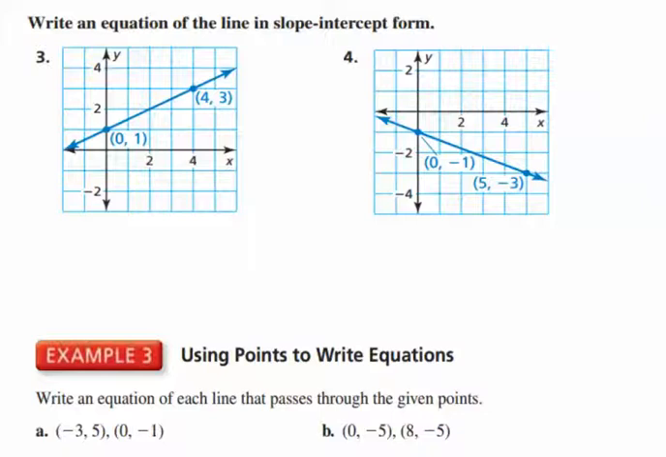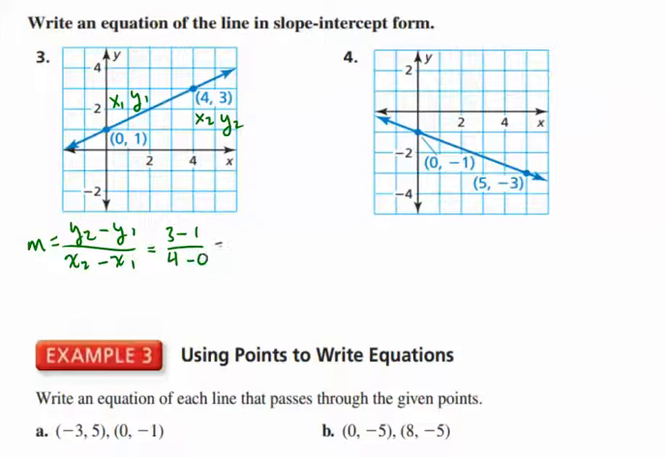And so once again, x1, y1, x2, y2. Set up the slope formula. m is equal to y2 minus y1 over x2 minus x1, is equal to 3 minus 1, it's the y1 value. x2 is 4 minus x1 is 0. So we end up with 2 over 4, or a slope of 1/2.